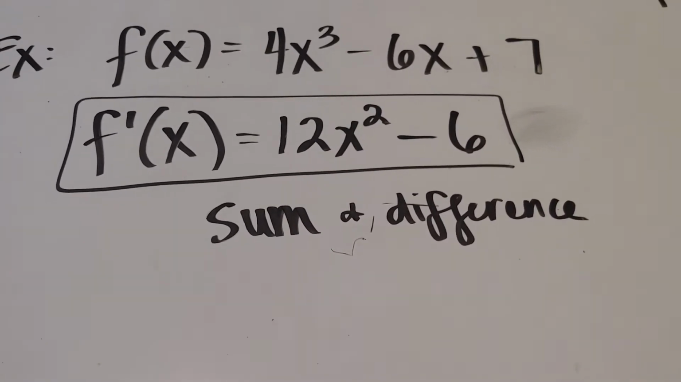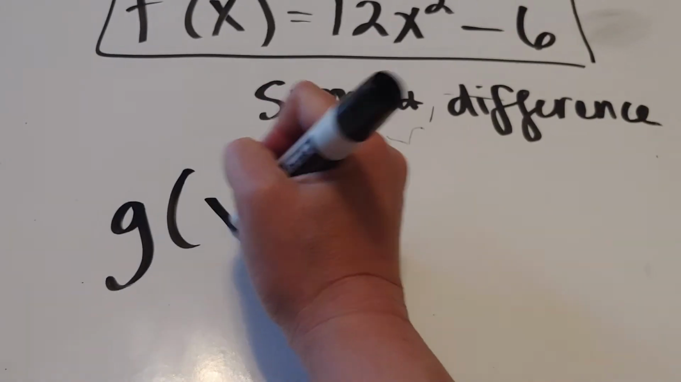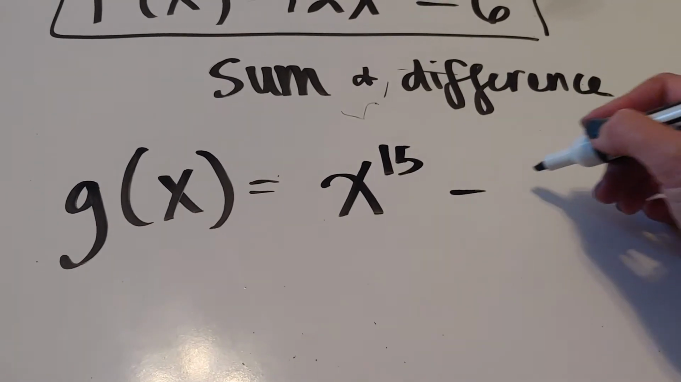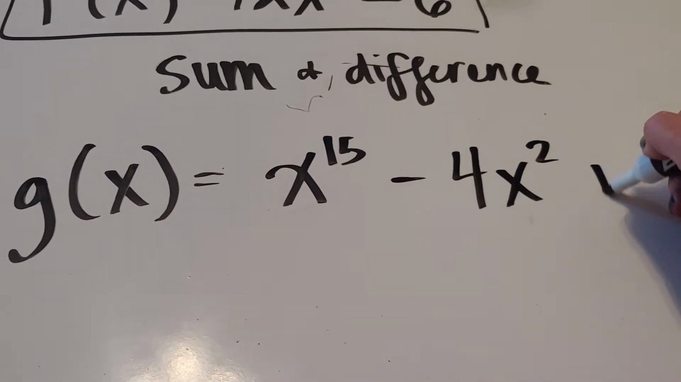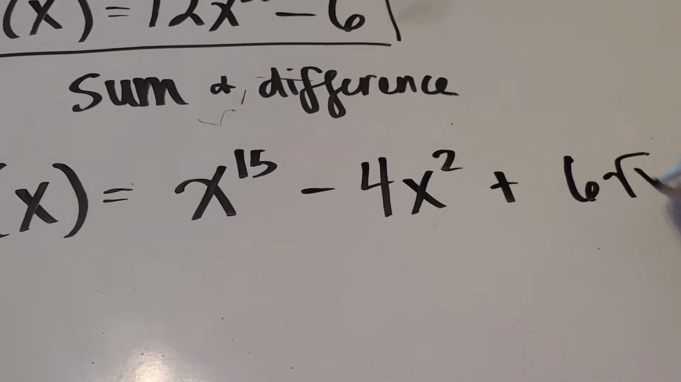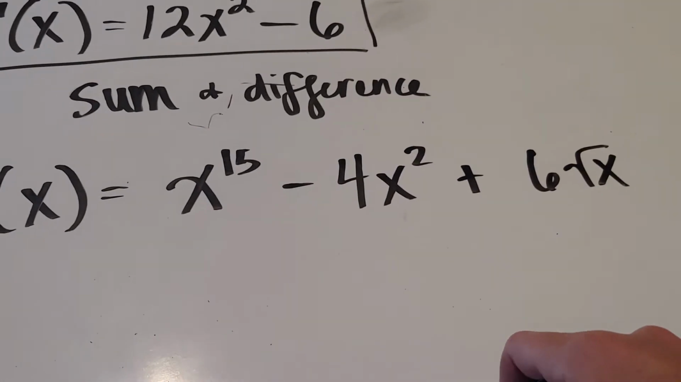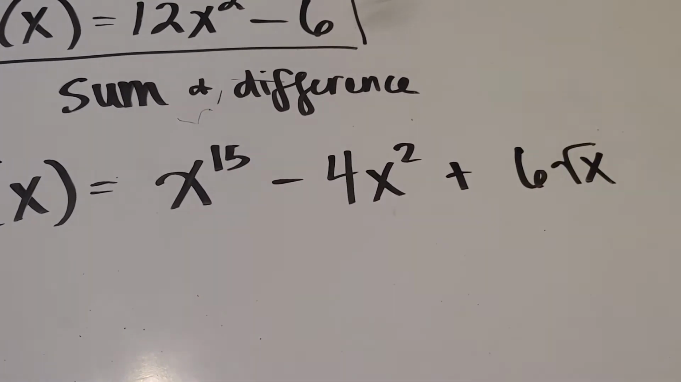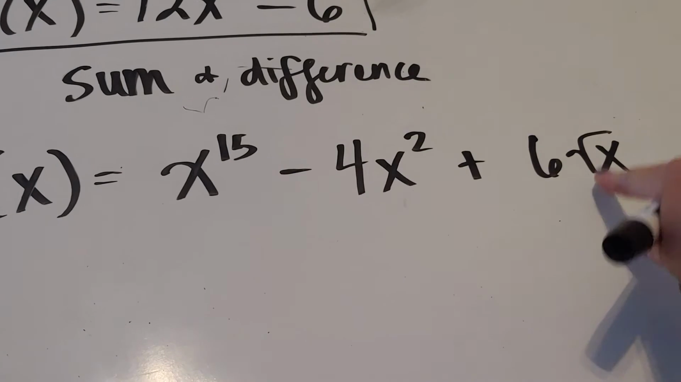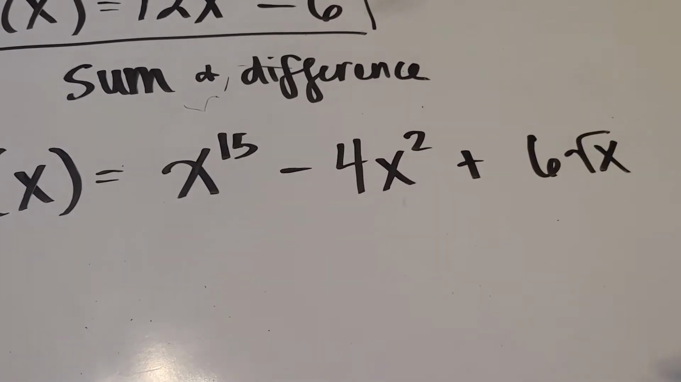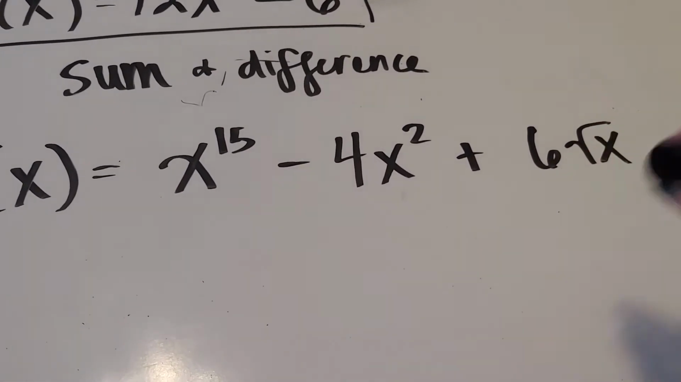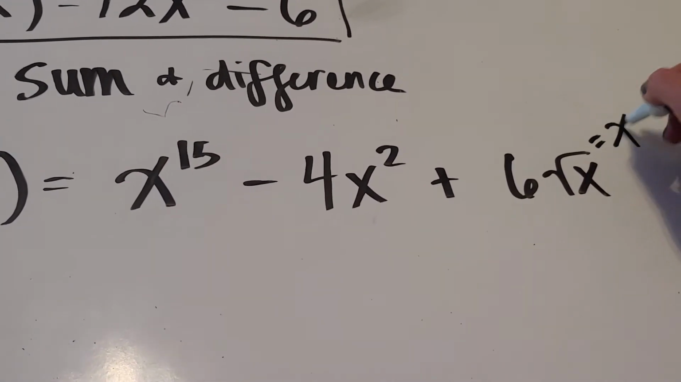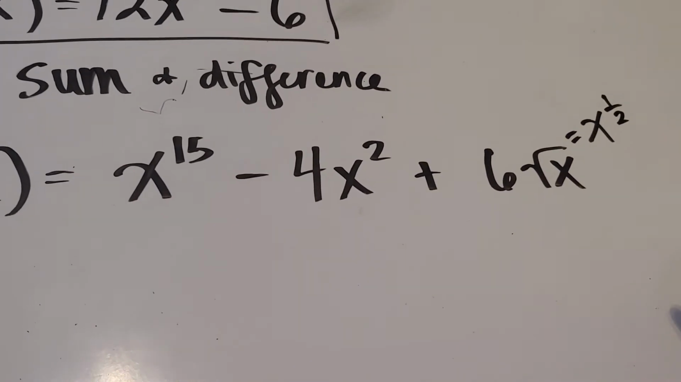All right, let's try another one. If I had g of x equals x to the 15th minus 4x squared plus 6 root x. That looks fun. Technically this isn't a polynomial because polynomials have exponents that are whole numbers, not fractional, but this is polynomial-like. You'll hear me say that in class and in our notes. So what I'm saying is that root x is the same thing as x to the 1/2. So we could just use our power rule on it term by term.